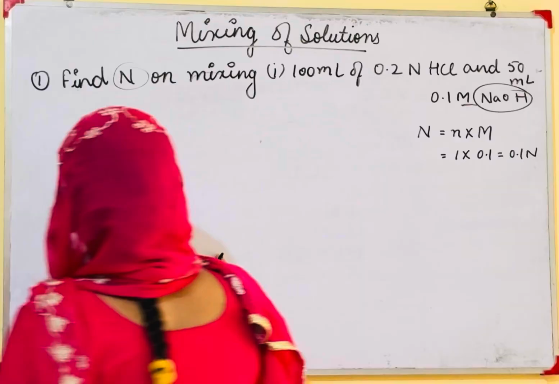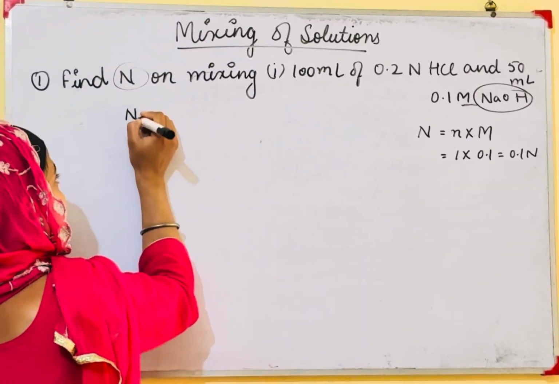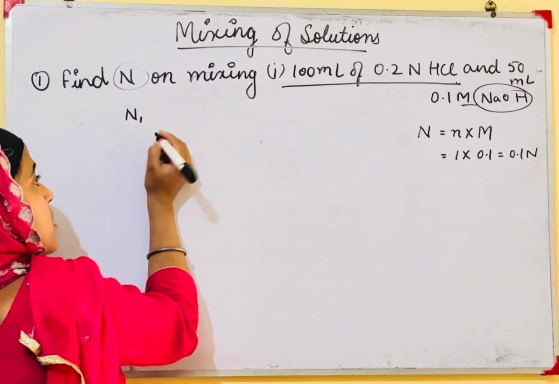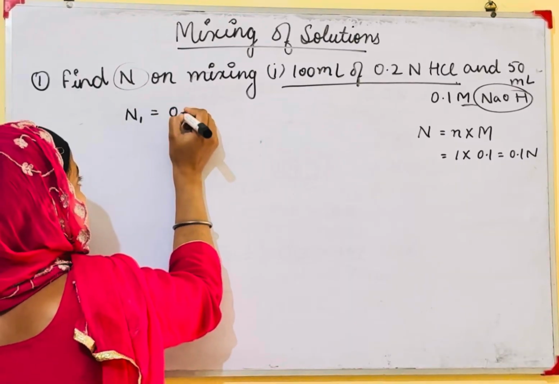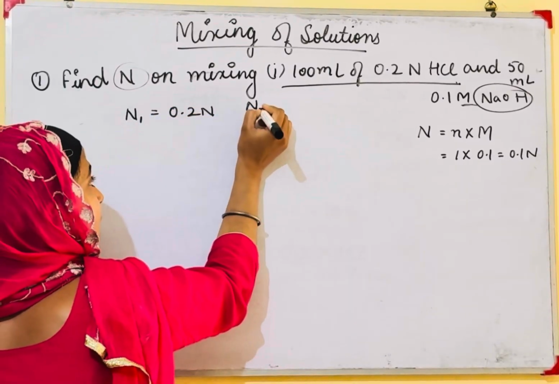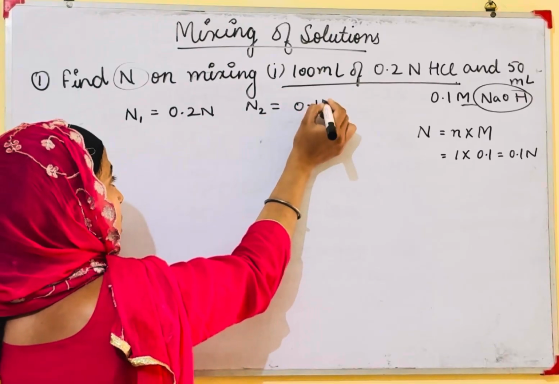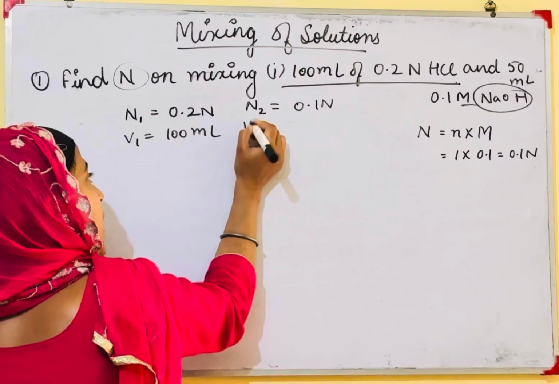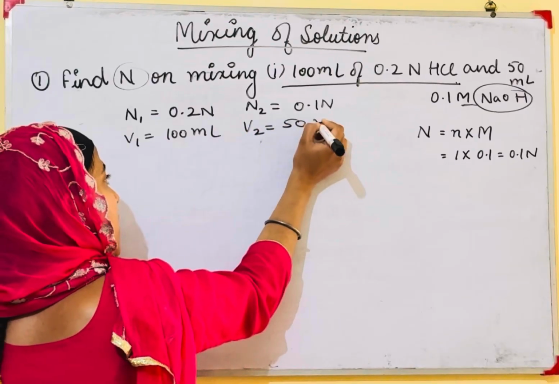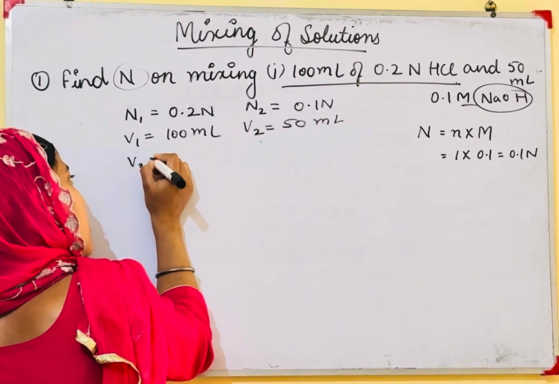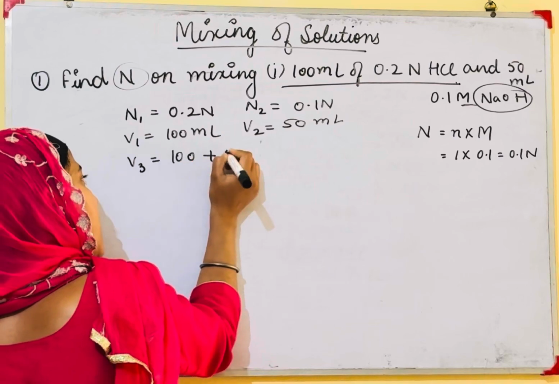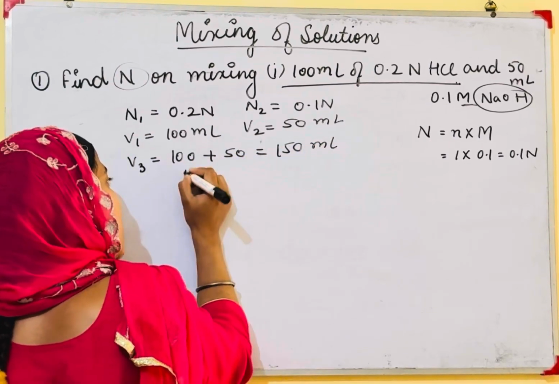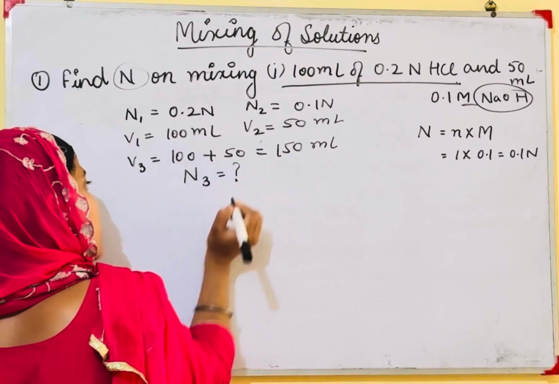So now we write the values. N1 is 0.2 normal and N2 is 0.1 normal. V1 is 100 ml and V2 is 50 ml. V3 is 100 plus 50, which is 150 ml, and we have to calculate the normality of the resulting solution.